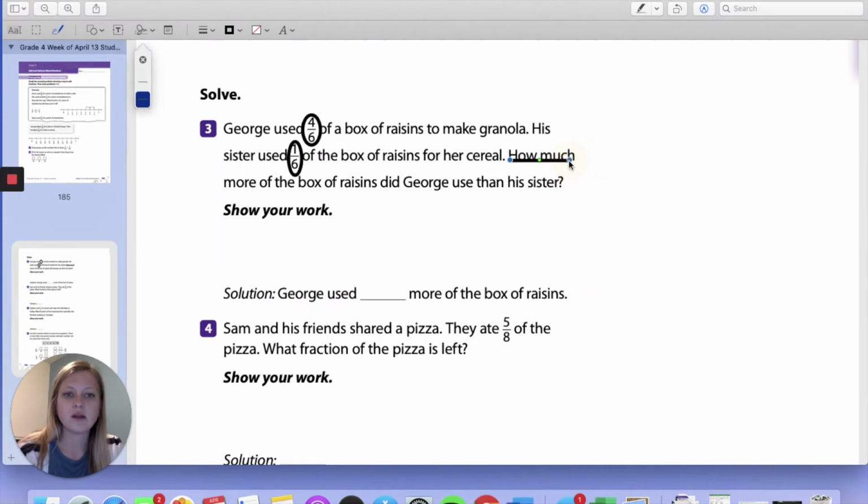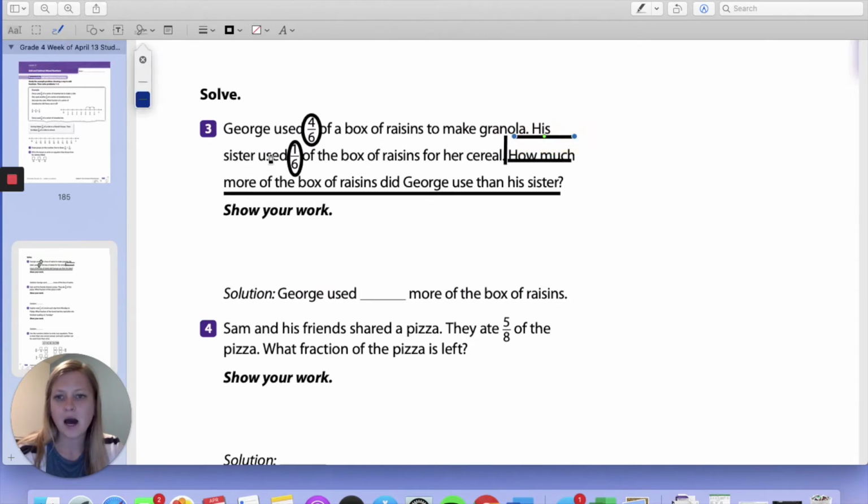So I'm going to underline my question. Oh, it straightened it out for me. And then let's think about that keyword. I'm thinking, that kind of keyword or key phrase here is how much more. Let's see if it'll let me do some boxing here. All right. So I'm just going to box this kind of key phrase we see here, which is how much more. Not perfect, but it'll work. So how much more of the box of raisins did George use than his sister?